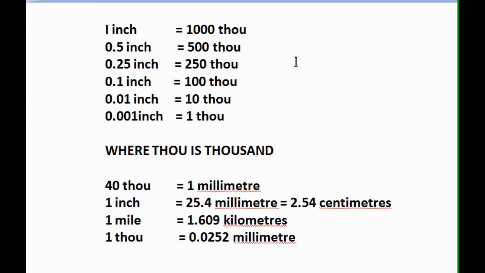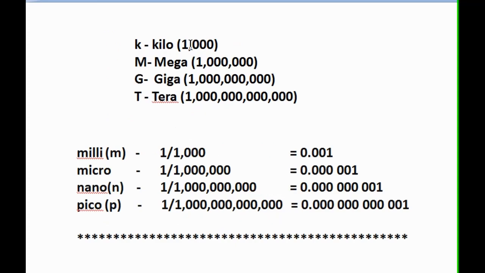I will explain this in further videos; I will upload soon. Kilo means 1000. Mega means this much value, and milli means 1 divided by 1000. Micro means 0.000001, and pico means this much value. Tera means this much value. Okay, thank you friends. Hope you understand this well.